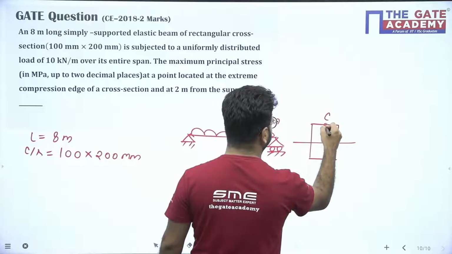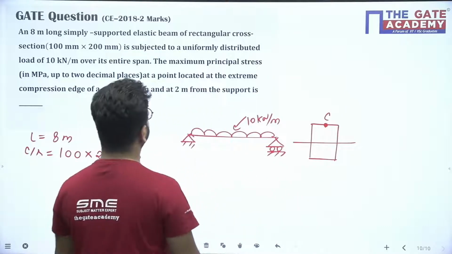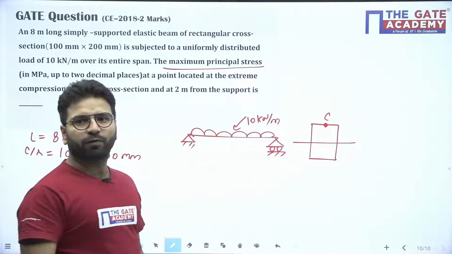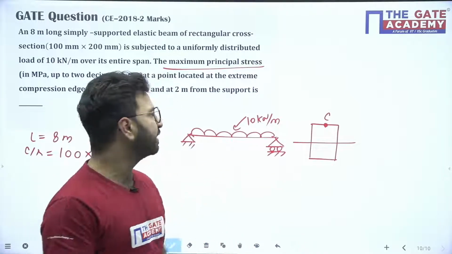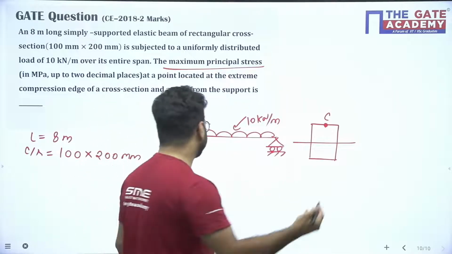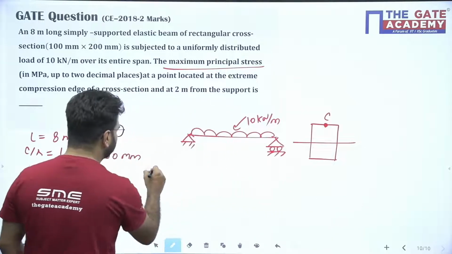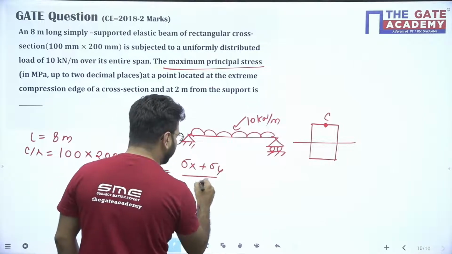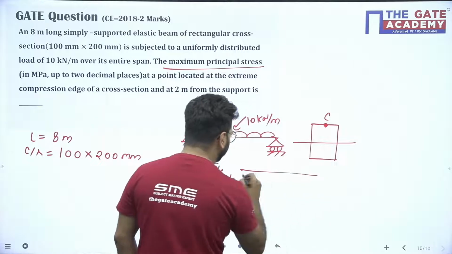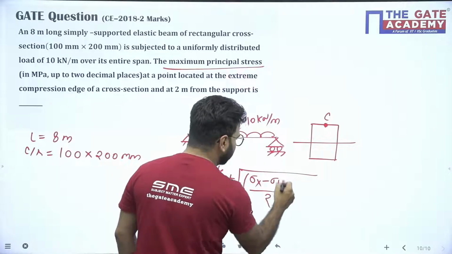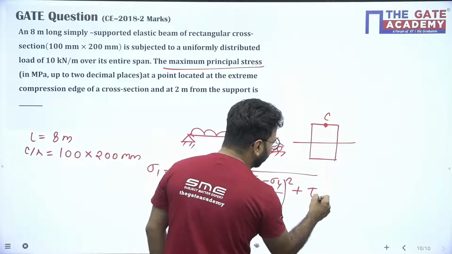So here we have to find the maximum principal stress at the top fiber, because here the compression comes. So what is the maximum principal stress formula? I hope you know. The formula is (sigma x plus sigma y) by 2 plus under root of ((sigma x minus sigma y) by 2) whole square plus tau xy square.